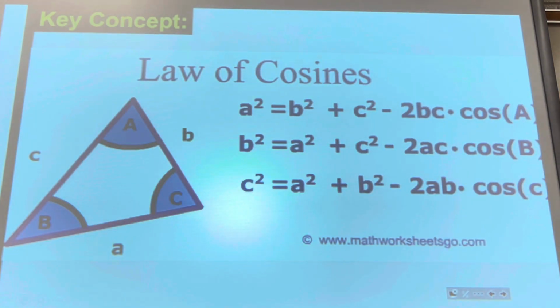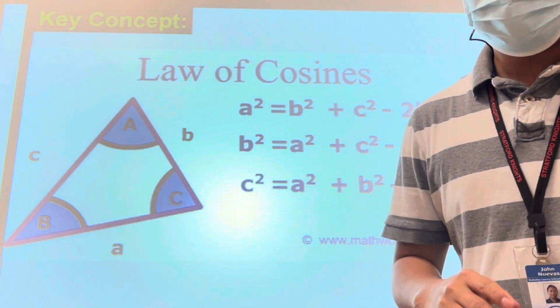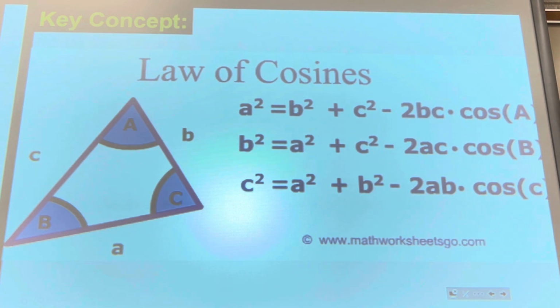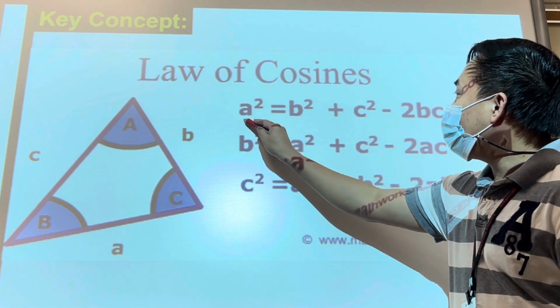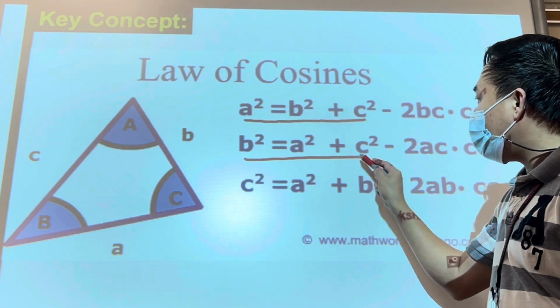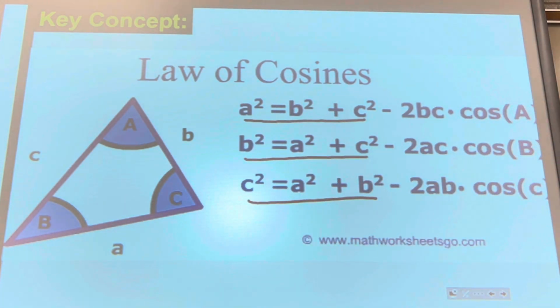Go to the law of cosines. For the law of cosines, we only have three equations. Yeah, but it's a long one. But let's look at the equations here. Try to observe this part of the equation. It looks like what? Right, the Pythagorean Theorem. It looks like the Pythagorean Theorem.